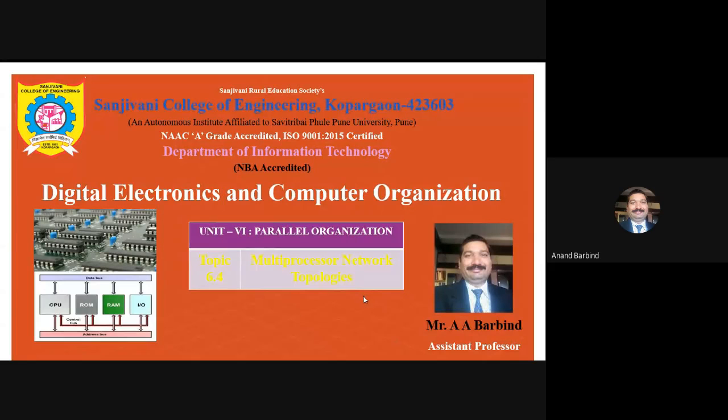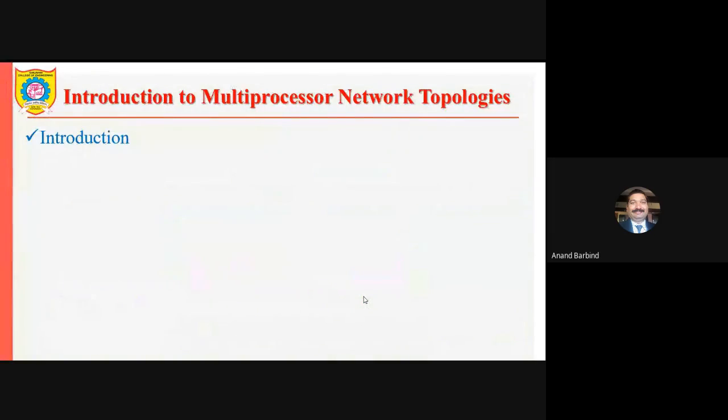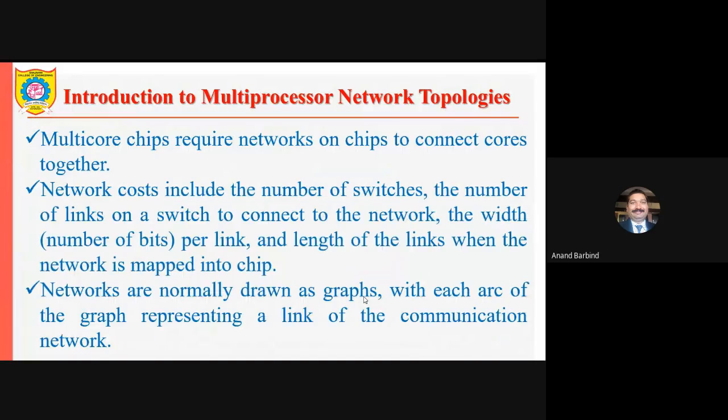Yes, so let us see the multiprocessor. Let us see now the multiprocessor network topologies. So the multi-core chips required a network on the chip to connect the cores together.